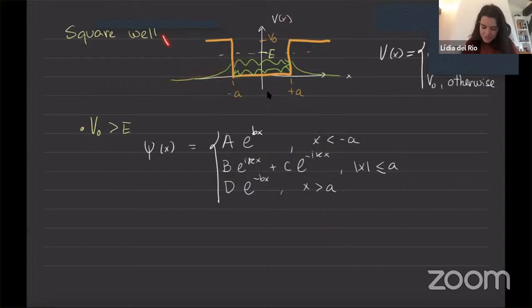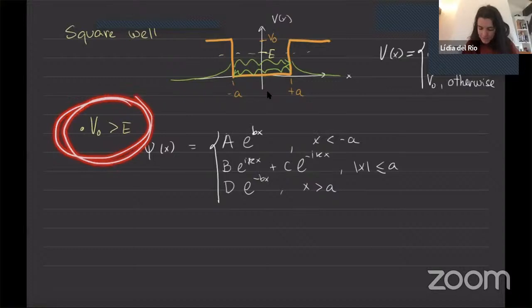But this one diverges, so we cannot normalize it. So it's not a physical solution. We only have this. And outside, we only have this. This is for the cases where the energy is smaller than V0.